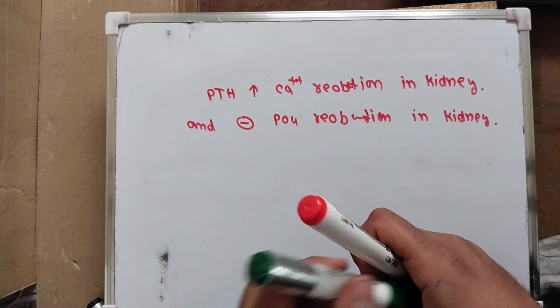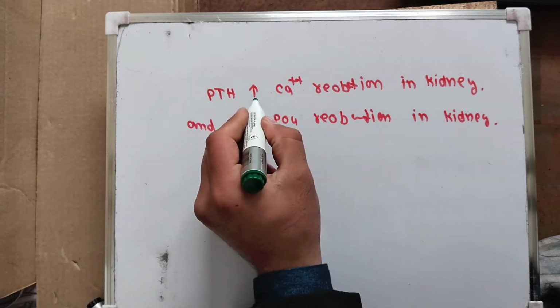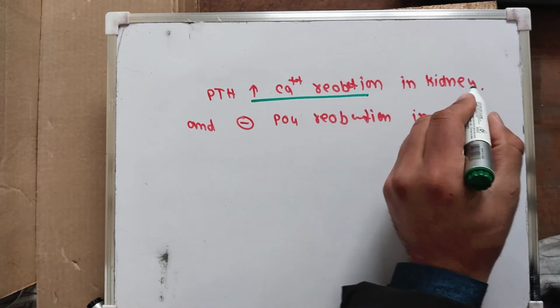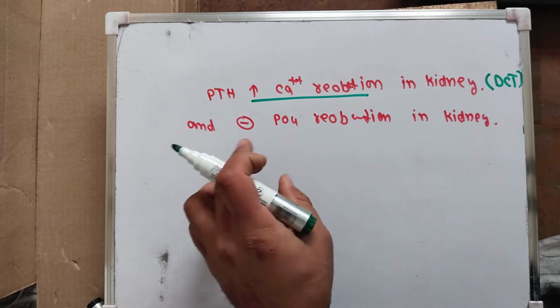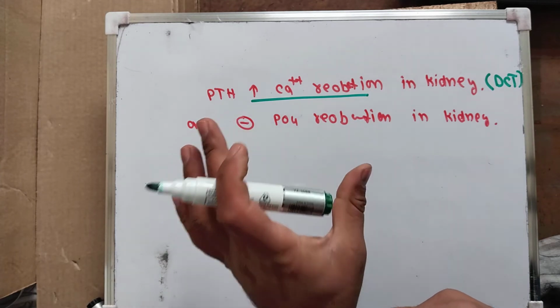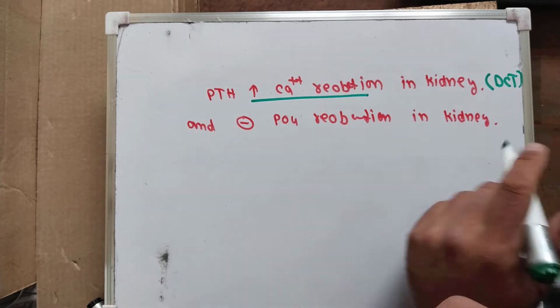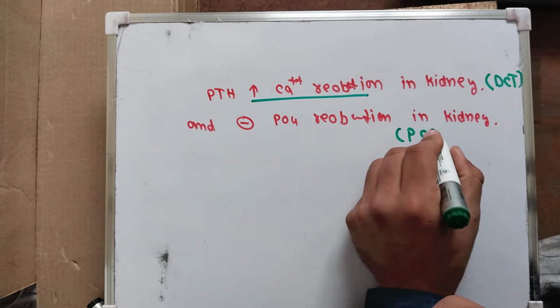What actually happens? Calcium reabsorption in the kidney occurs in the distal convoluted tubule, and phosphate reabsorption in the kidney occurs in the proximal convoluted tubule.